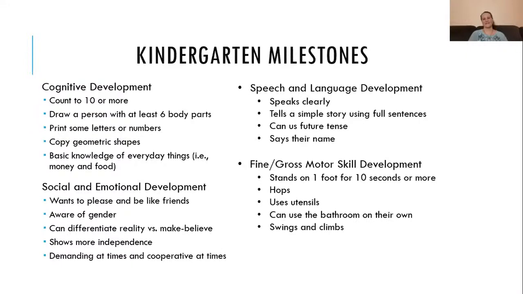In terms of motor skill development, they should be able to stand on 1 foot for about 10 seconds. Use utensils, so fork, spoon, knives, butter knives, preferably, not sharp knives. They should also be able to use the bathroom on their own, and should be able to swing and climb.